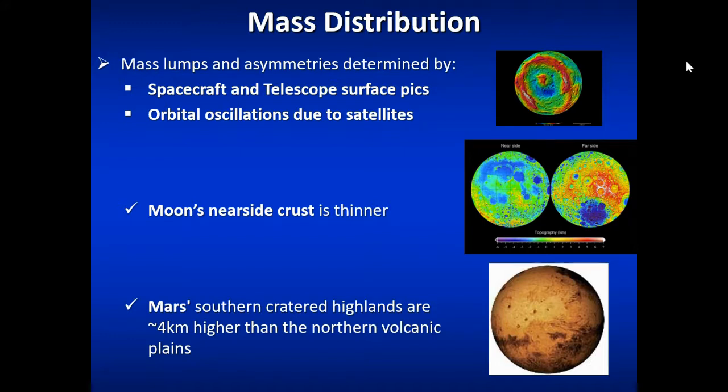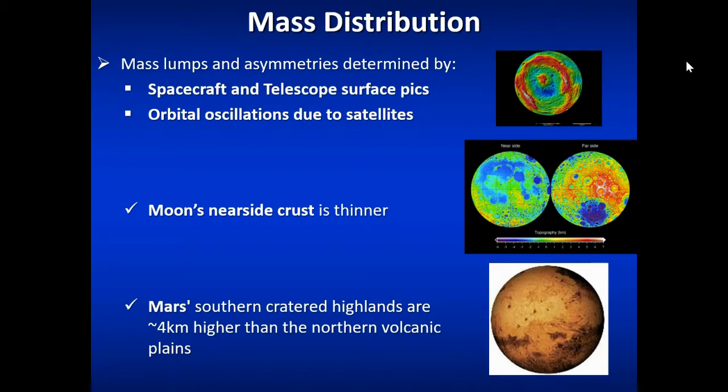This is probably caused by the fact that the moon is in tidal lock with the Earth, that it keeps the same face towards the Earth all the time. So it stands to reason that gravitation and rotation and revolution produce this thinner crust on the near side, thicker crust on the far side.